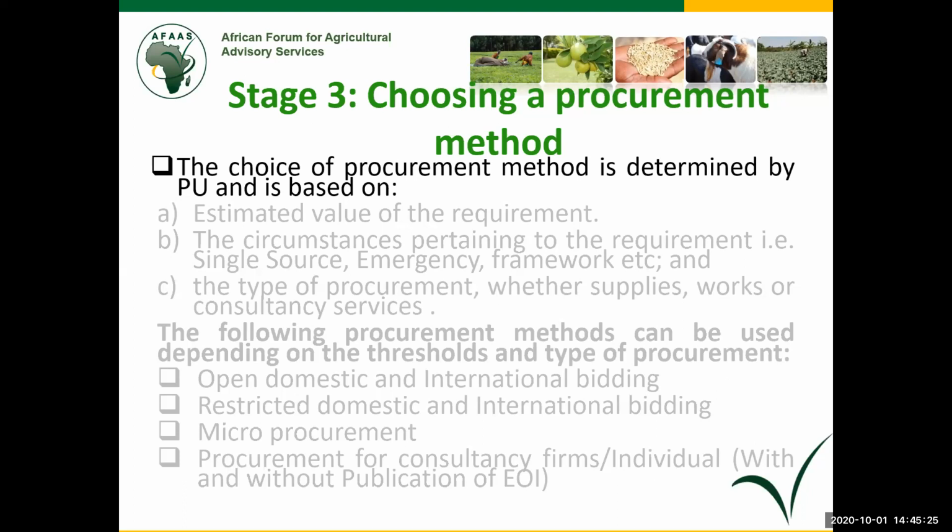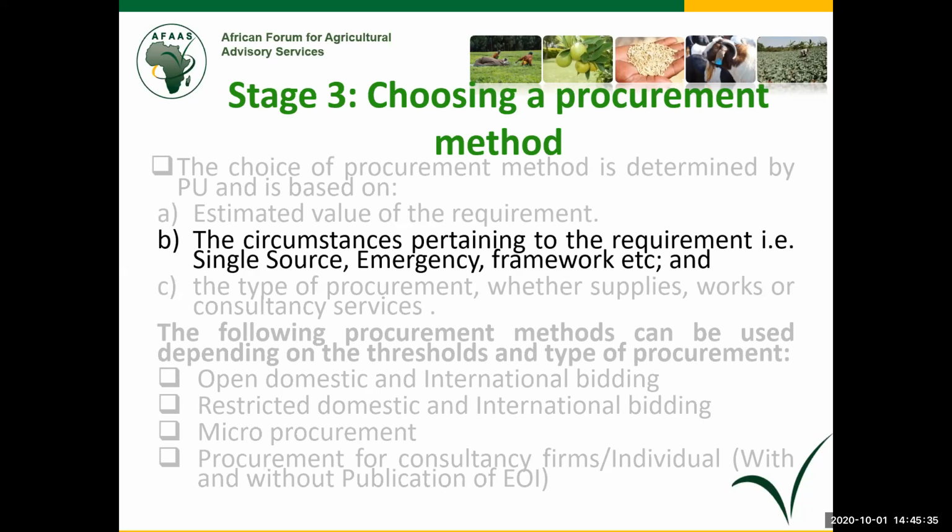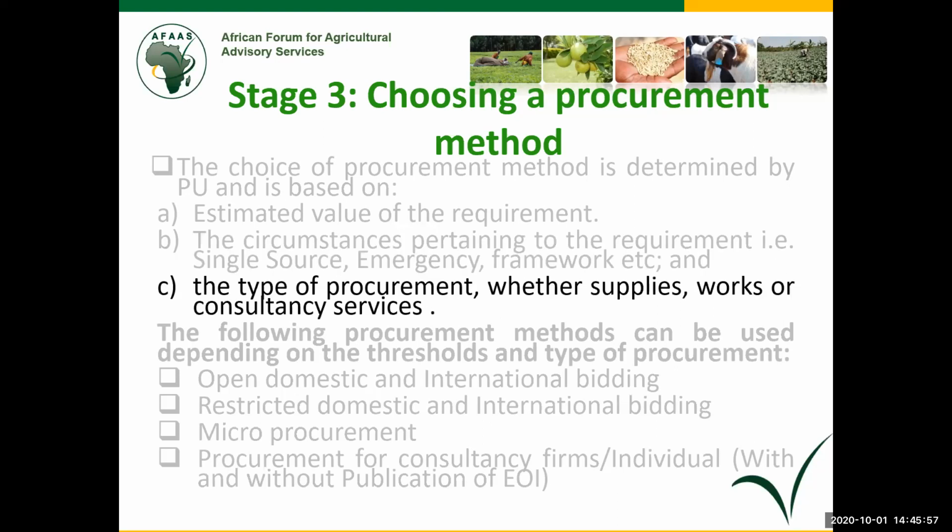Then, what makes me choose the method? I'll look at the estimated value of the requirement. I'll look at the circumstances pertaining to the requirement. Is it required very quickly? Can we go single source? Can we go via framework? So depending on the explanations that you have brought out, I'll look for an appropriate strategy to enable you get the requirements. Then the type of procurements, whether supplies, works, or consultancy.